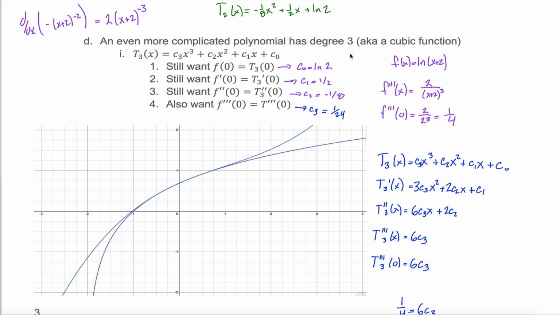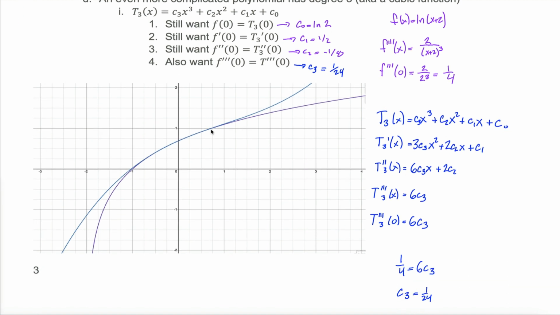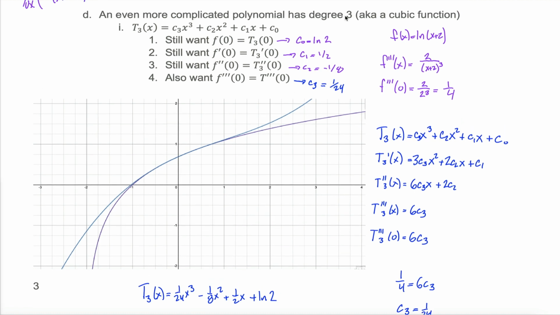What I'm saying is if you want a third degree polynomial that best approximates the graph in purple, the polynomial that you would come up with is 1/24 x cubed minus 1/8 x squared plus 1/2 x plus the natural log of 2. And this polynomial is what's graphed in blue right here. It's not the most complicated polynomial in the world, it's just a third degree polynomial, but we already get a pretty good fit for this function.